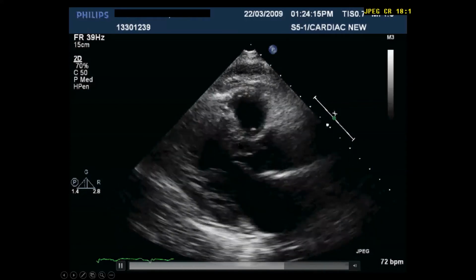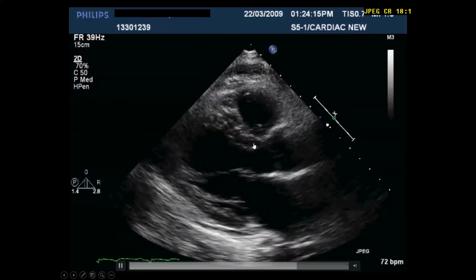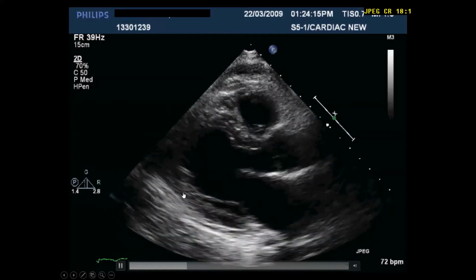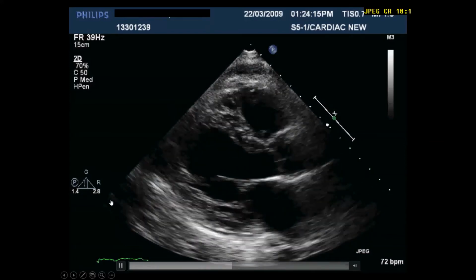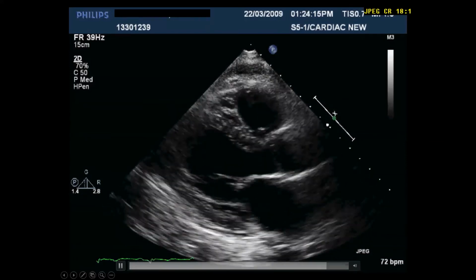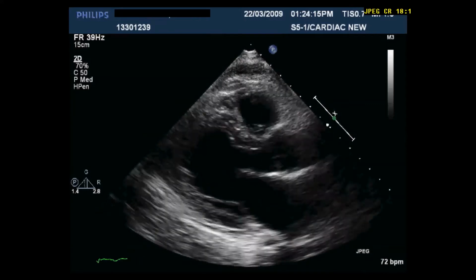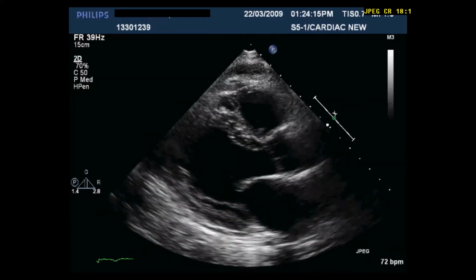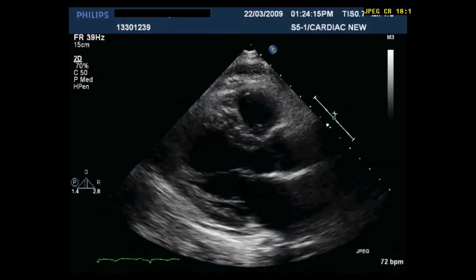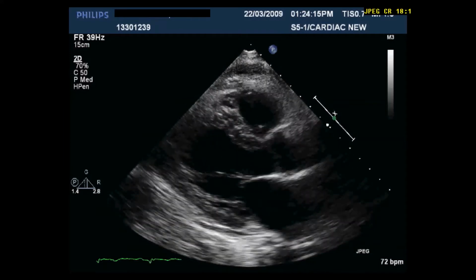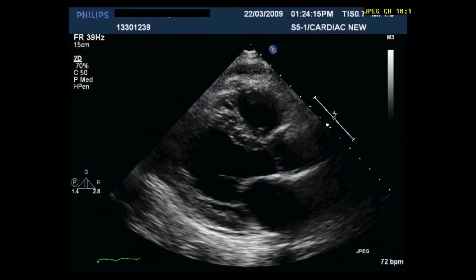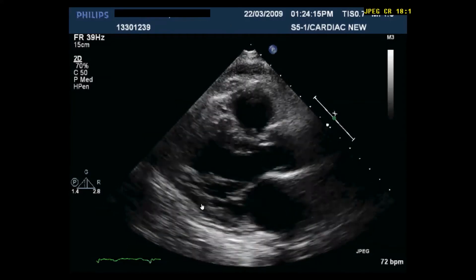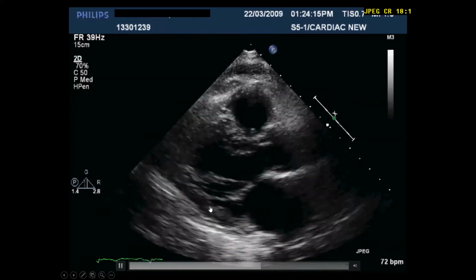I want you to compare this anterior septum to this posterior wall in terms of contractility. Are they the same? No, it's kinetic. So they are not the same, right? So what's the abnormality? The posterior wall is what?